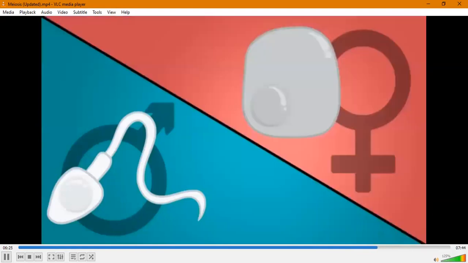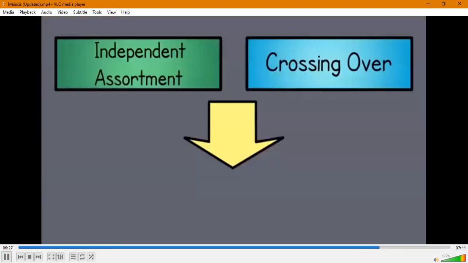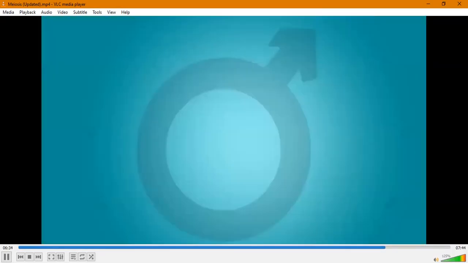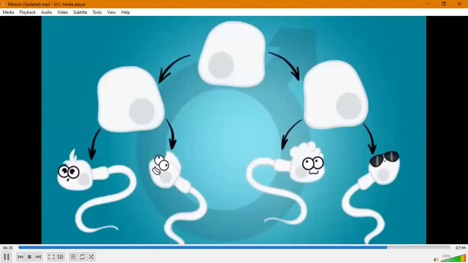Now, keep in mind that meiosis in males produces sperm cells, and in females it produces egg cells. Because of independent assortment and also crossing over, you're going to have variety. For example, in a male, the 4 sperm cells that are produced each time, they are all different from each other.